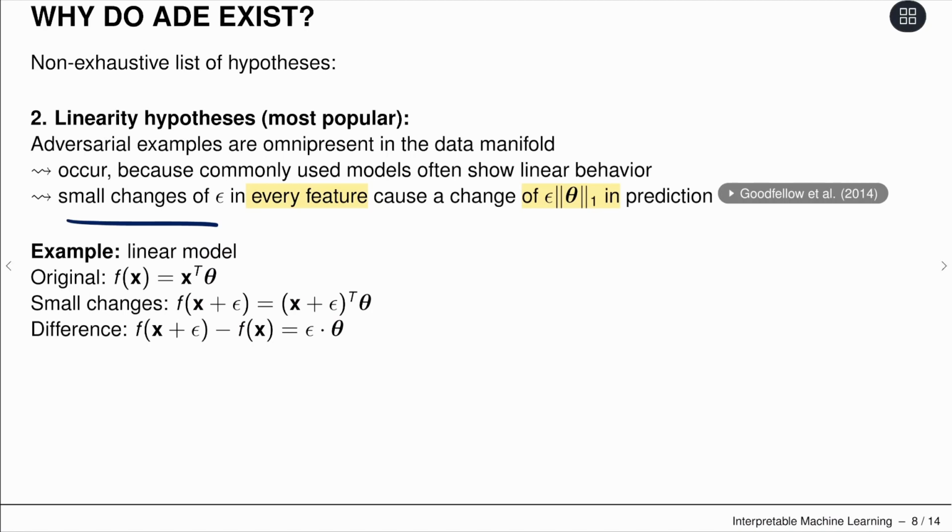So if we have a linear model, x transposed theta, and now we're applying our epsilon to x, of course, the difference is epsilon times theta. So it's not actually small, and it depends on the weights of your model.